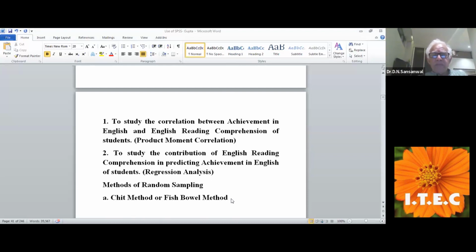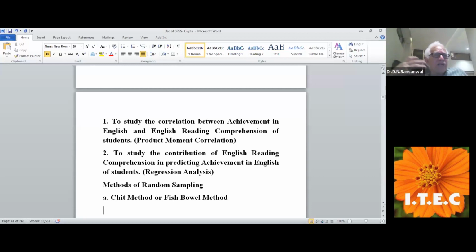Now, what is the meaning of chit method? Chit method means you should make the chit, the slip, for each person only one slip. And on that slip, you can write the name of the person, or if you have already made a list, then you can write the serial number of the person.